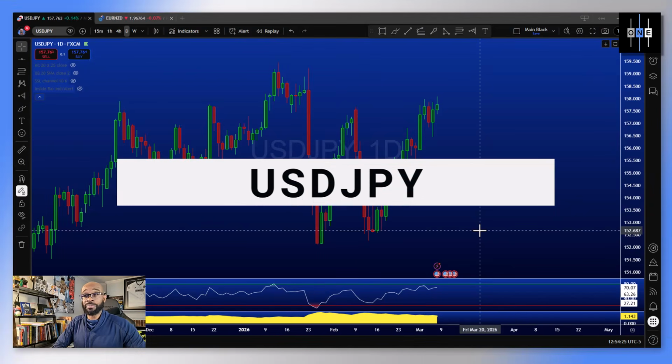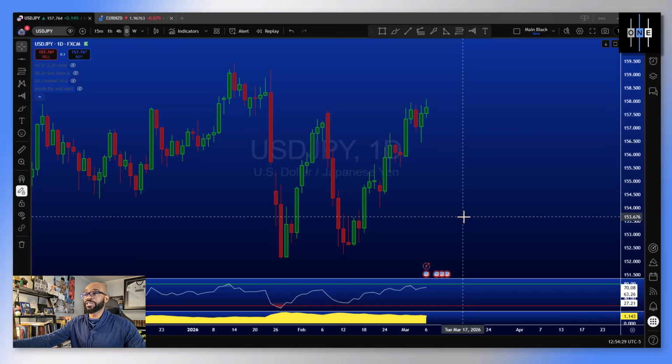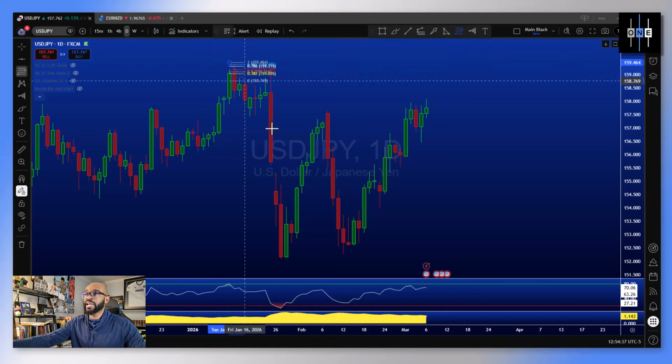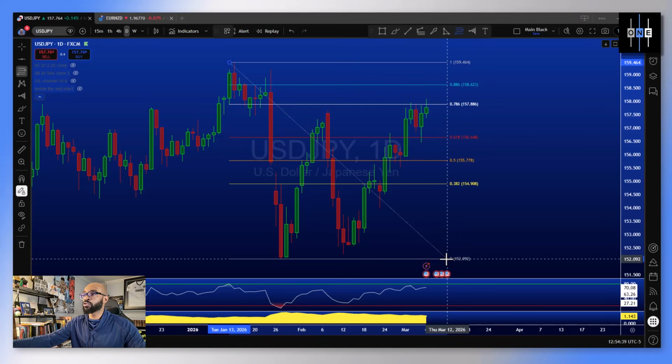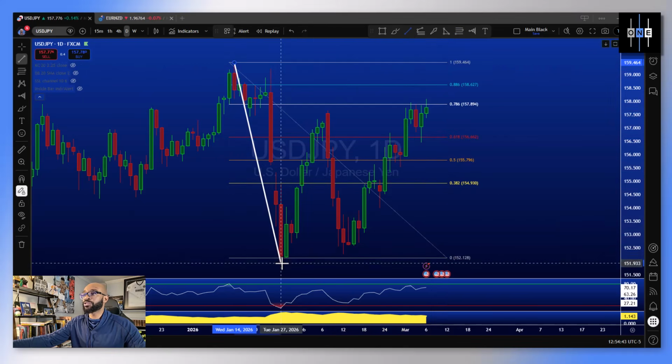Speaking of pattern formations, the dollar yen has a massive pattern formation forming here on the daily. You can see the big W in front of you. It may differ depending on where you start your X leg, but if we start at the very highs right here and scroll down to the lows, this is going to be our X to A.